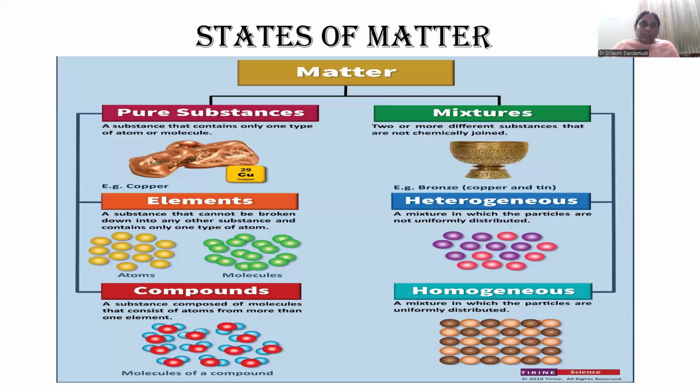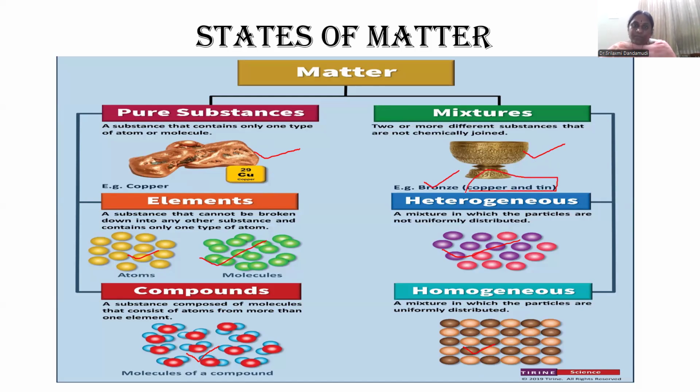One more example: a pure substance contains only one kind of matter. Elements are nothing but atoms or molecules of one type. A compound contains different types of atoms. Heterogeneous mixture means not uniformly distributed. Homogeneous mixture means uniformly distributed. A mixture is a combination of two substances. The best example is bronze. Bronze is the combination of copper and tin.